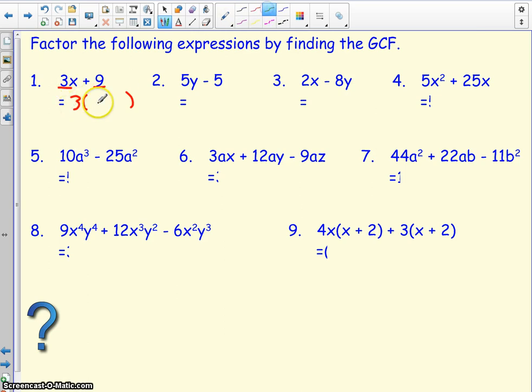Well, 3 times what gives me 3x? Just x. Okay, and then I'm going to have 3 times something to give me positive 9. Well, that would have to be plus 3. Okay, so I get 3 times bracket x plus 3.